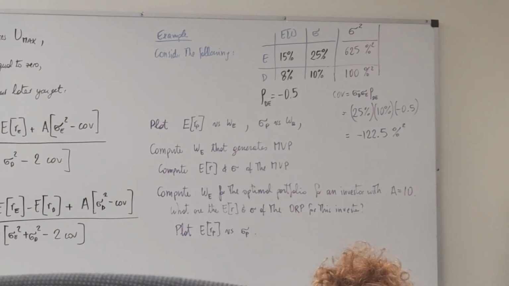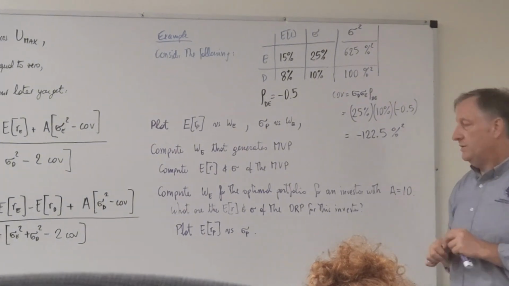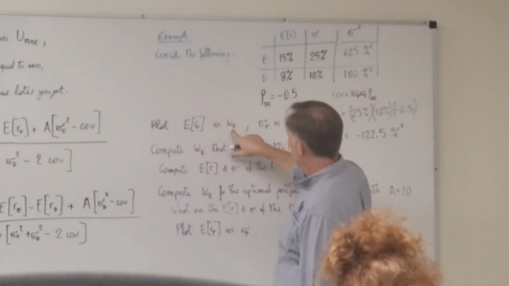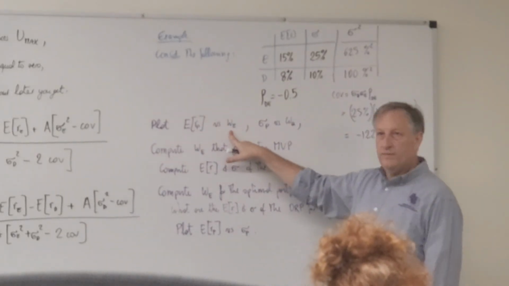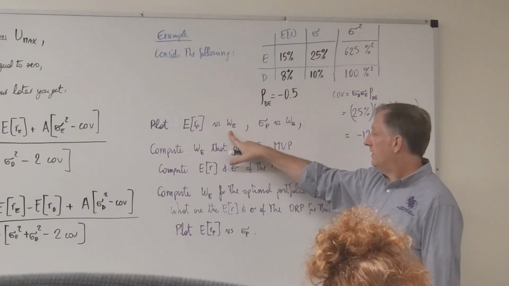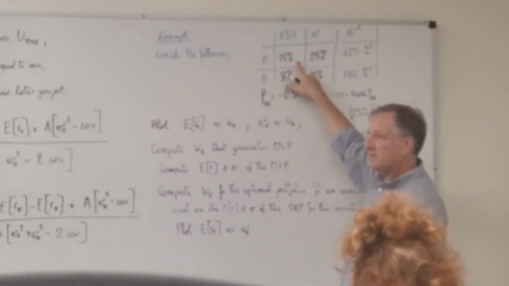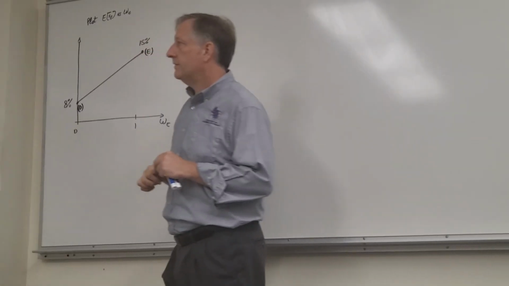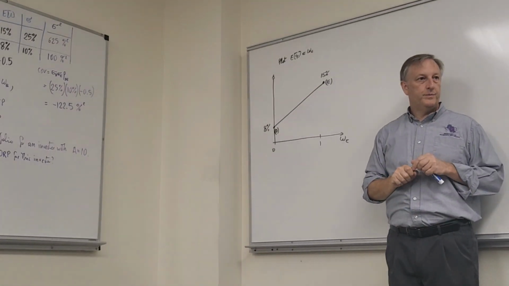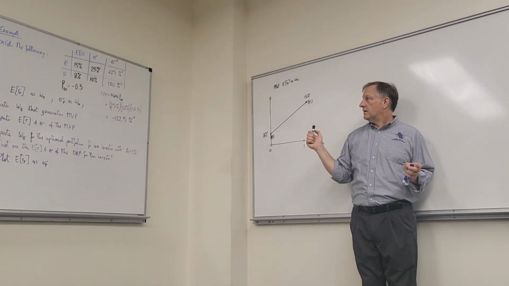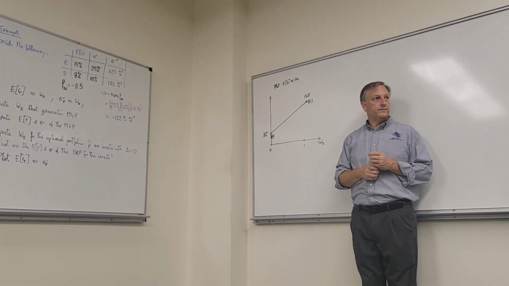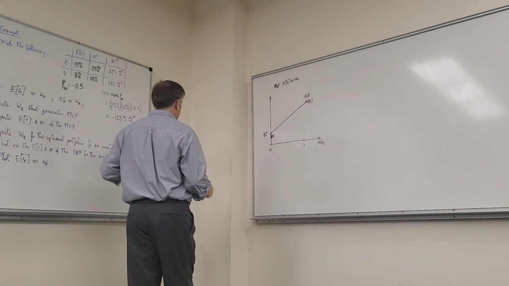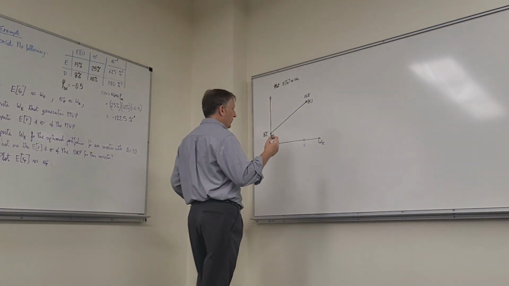So let's start with the plot of ERP against WE. Can you help me with numbers here? So WE and ERP. If I invest everything in equity, what is my return? Everything in equity, my return is going to be 15%. If I invest nothing in equity, what is my return? 10%. Do you agree with that? Questions? What about sigma P versus weight of equity?